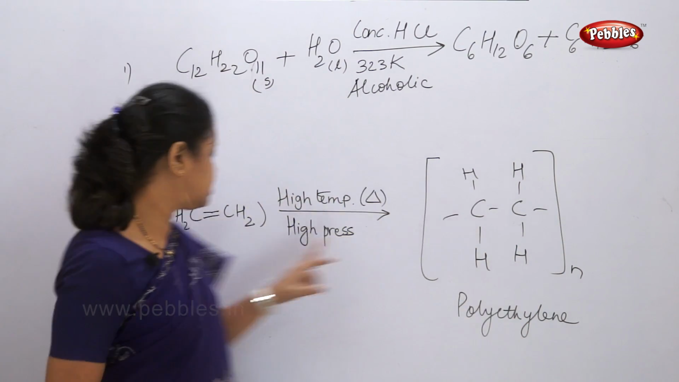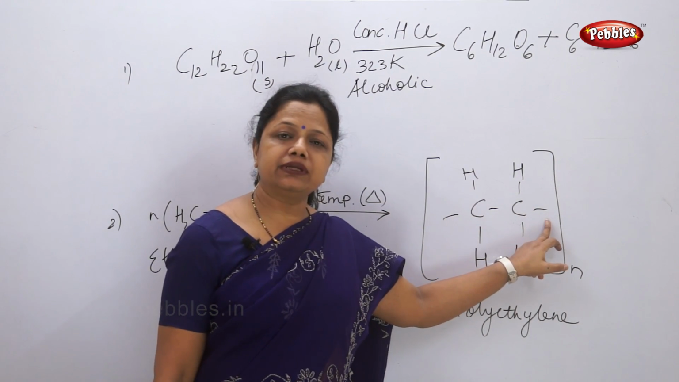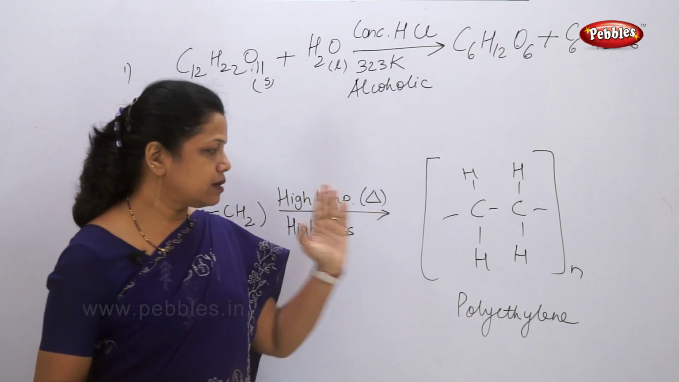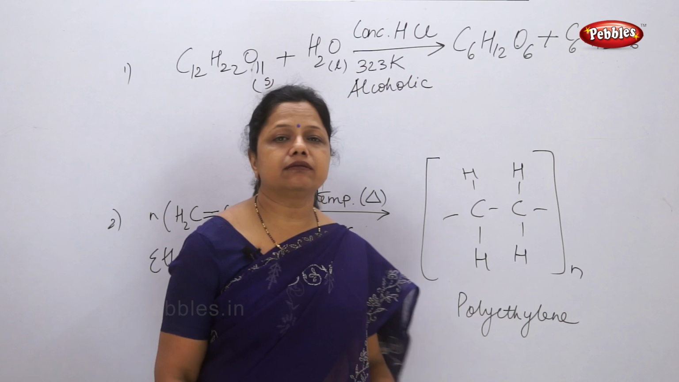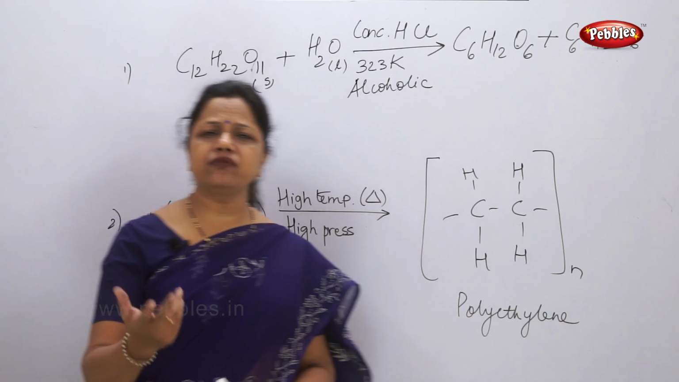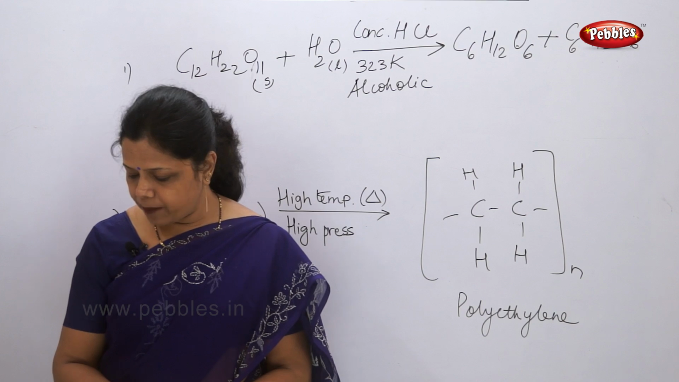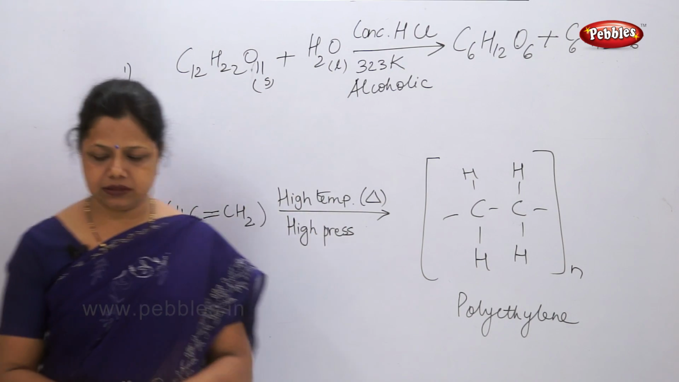That means this double bond is removed. Instead of the double bond, some other element is attached and the double bond becomes a single bond. And this number of units are attached to each other, and that is why it is called polyethylene. Some questions are based on this type of reaction. On page number 13, there are some questions based on these two reactions.